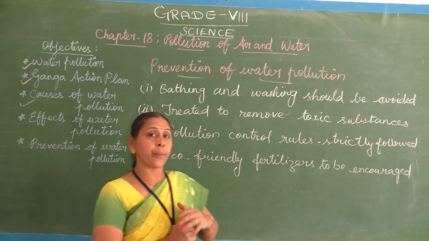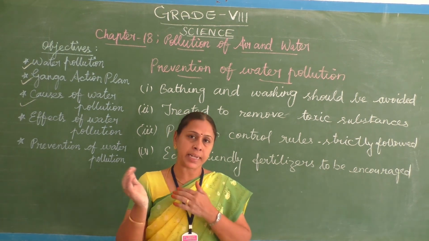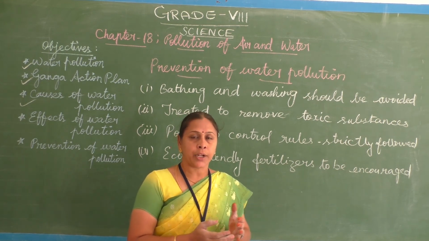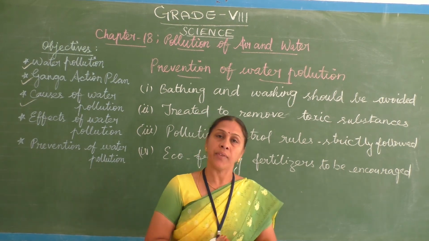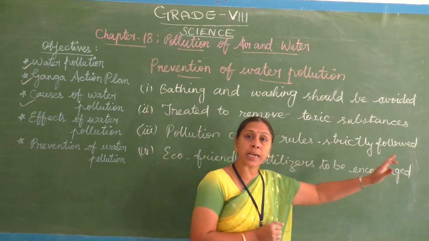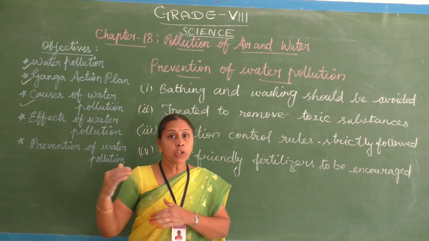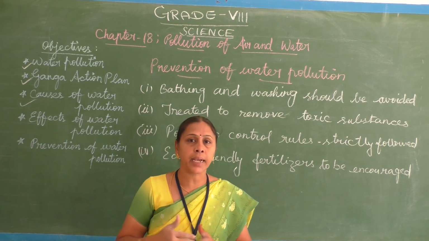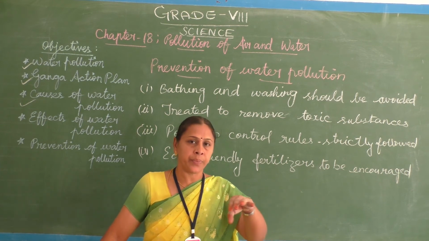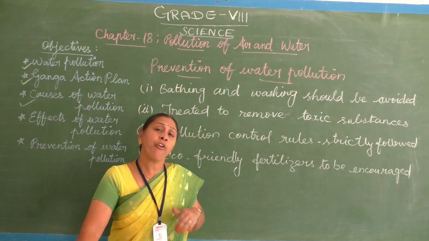Next, wastewater should be treated to remove toxic substances. Before allowing wastewater from industries or from domestic purposes, from homes and all, to enter water bodies, the wastewater should be treated to remove the toxic substances present in that sewage water. Next one, pollution control rules should be followed strictly in vehicles. There is a pollution check department itself. The vehicle should get permission from that department that it is a non-pollutant vehicle. So those rules should be followed strictly.